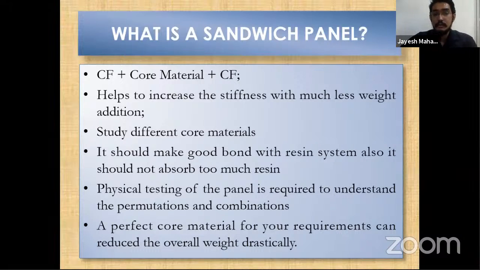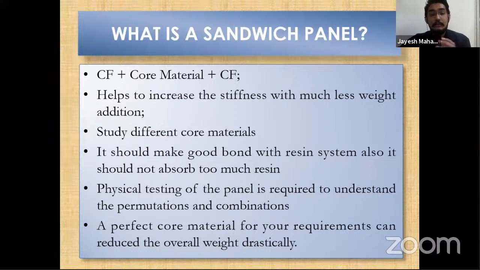Now, study different core materials. There are lots of different core materials which you can use. You can use actually anything which is beside you, so you need not worry about going for costly materials. You can experiment more on this part. It should make a good bond with resin, obviously. At the same time, it should not absorb much of the resin, because if your core material absorbs much of the resin, then it might increase your weight by a lot of margin.